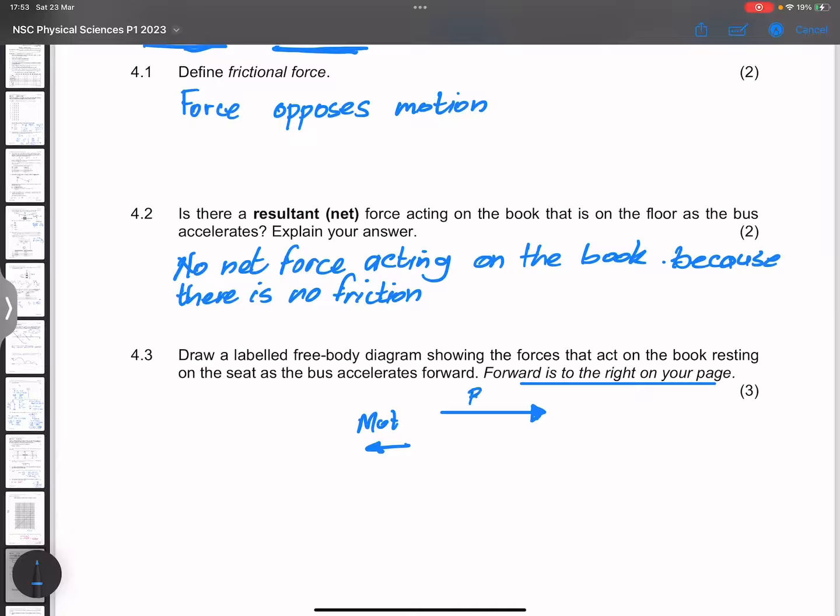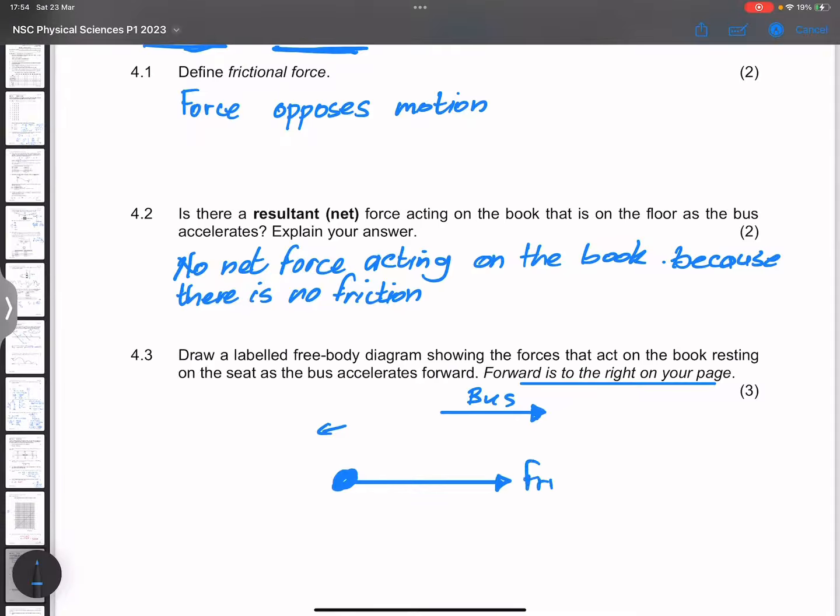So this is the motion of the bus, and so it would cause the motion of the book. Now, the one that is on the floor that has negligible friction would actually, as the bus accelerates to the right, go to the left. I want you to think about it. So it would actually go to the left as the bus accelerates. But this one, because there's frictional force, as it wants to go to the left, friction opposes it, and so friction would be in that direction.